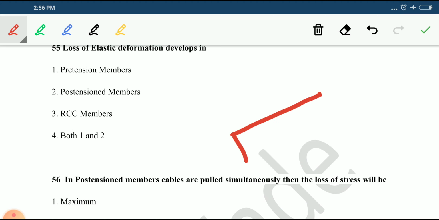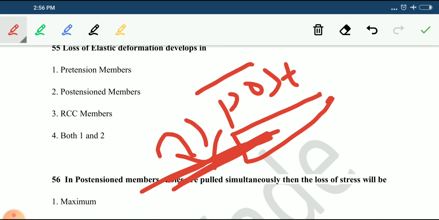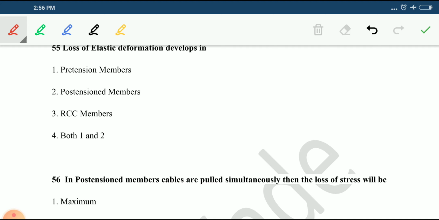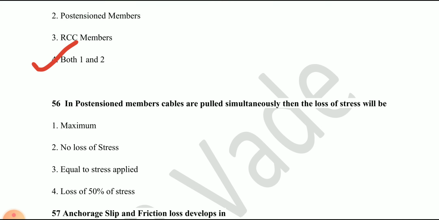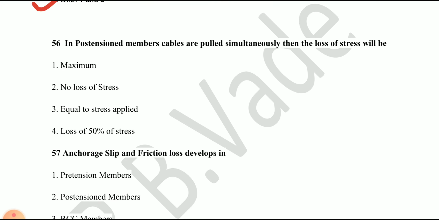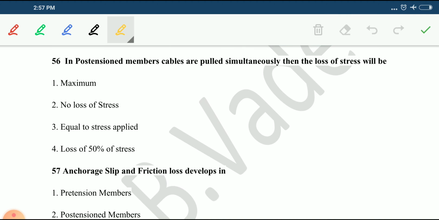If the tendons are stretched at a time, there will not be any kind of loss in the case of a post-tension beam. If they are stretched one by one, there will definitely be loss of elastic deformation. For this question, 4th is the correct answer. Next. In a post-tension member, if cables are pulled simultaneously, then the loss of stress is as I told you. If cables are pulled simultaneously, there should not be any kind of loss developed. Means there is no loss. Okay. Next.